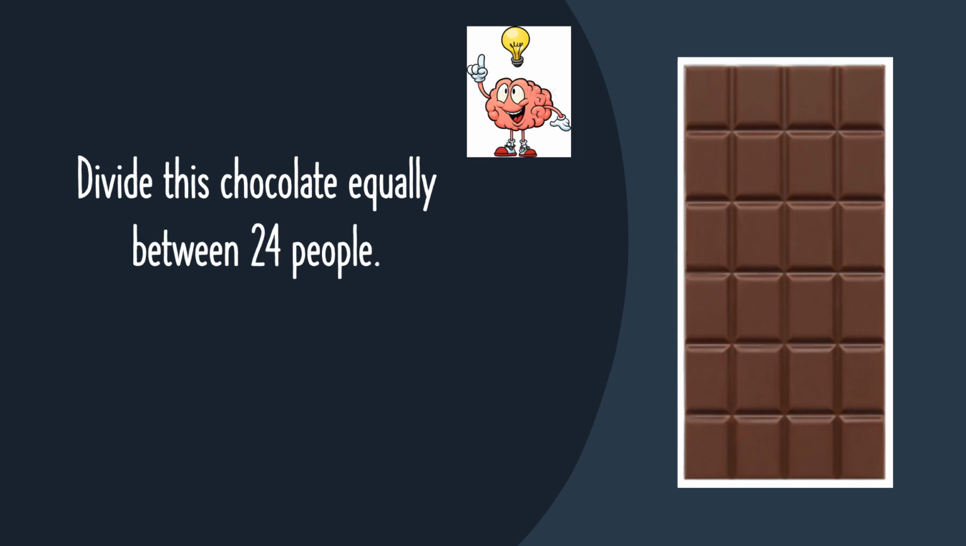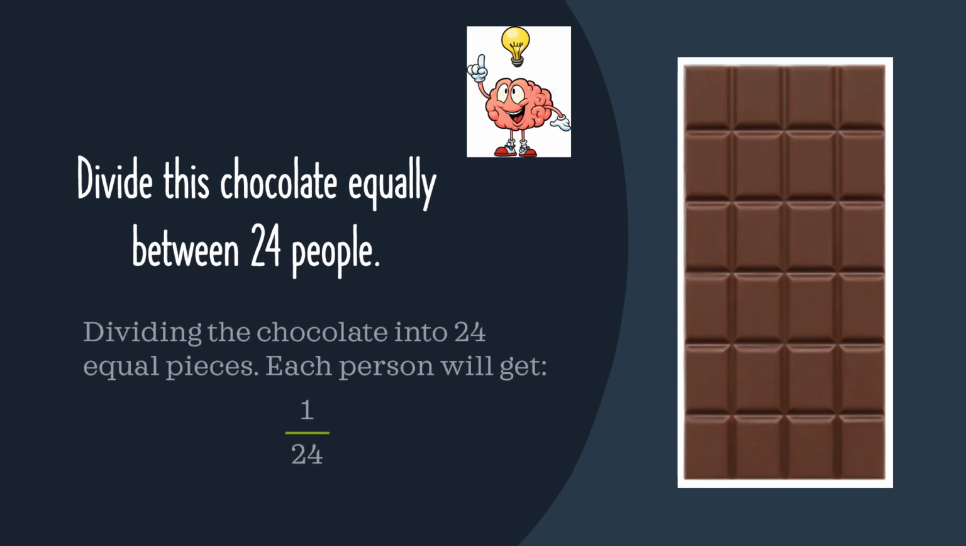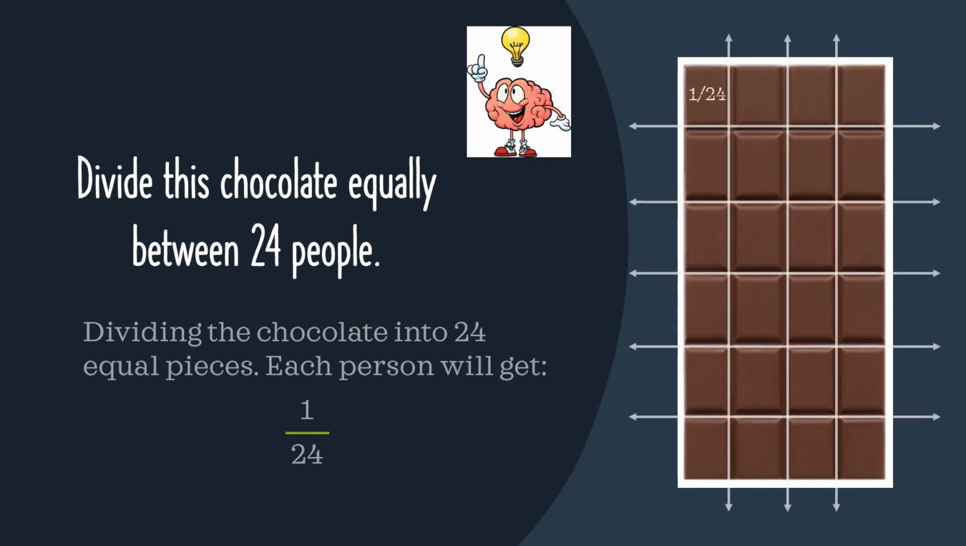Now let us try to divide this chocolate equally between 24 people. We will be dividing the chocolate into 24 equal pieces, which means each person will get 1 by 24 chocolate. So how does 1 by 24 chocolate look like? This is how 1 by 24 chocolate looks like. It is equal to 1 square on the chocolate bar.